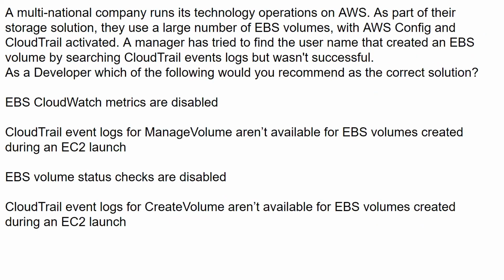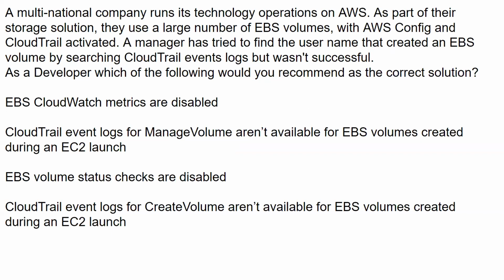Last one. A multinational company runs its technology operations on AWS. As part of their storage solution, they use a large number of EBS volumes with AWS Config and CloudTrail activated. A manager has tried to find the username that created an EBS volume by searching CloudTrail event logs. It wasn't successful. As developer, which of the following would you recommend as the correct solution?